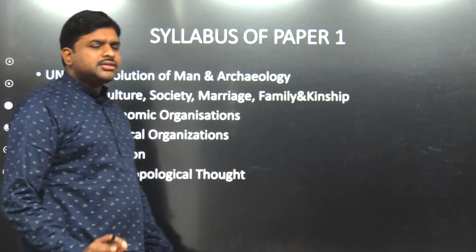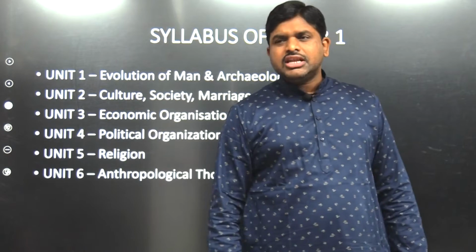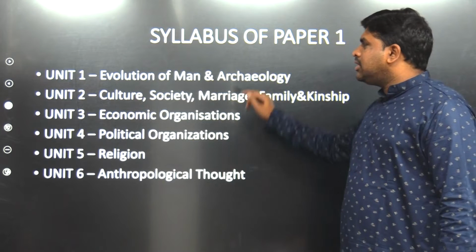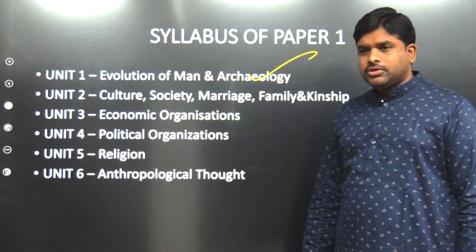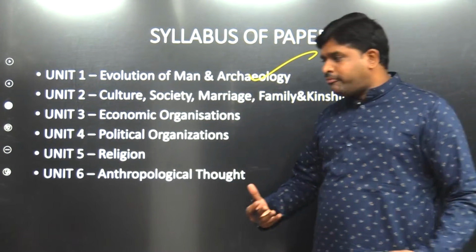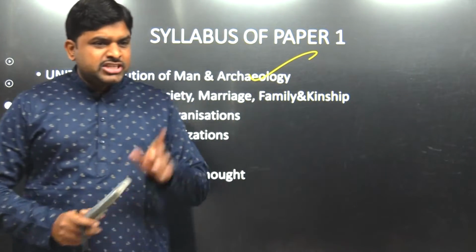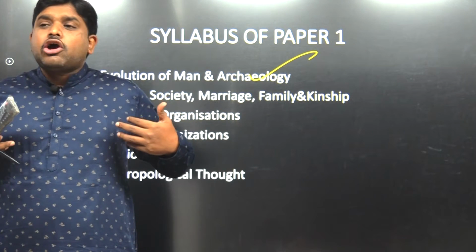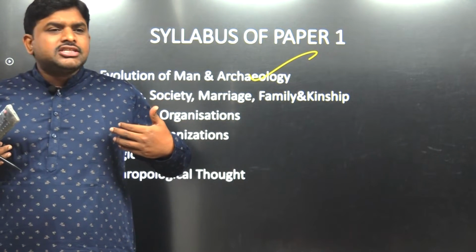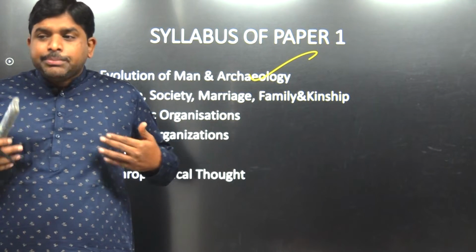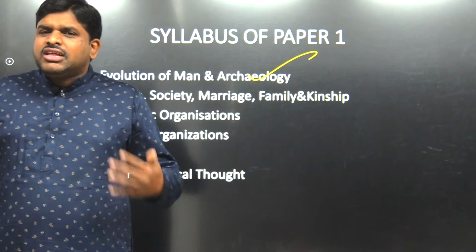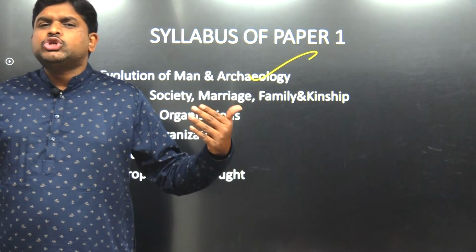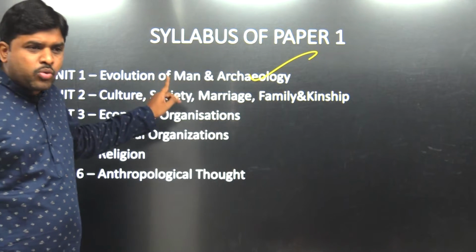So first I will discuss the paper 1 syllabus. In paper 1 syllabus we have 12 units. Unit 1 talks about evolution of man and archaeology, how man evolved. So the first unit talks about the biological evolution of man, like Australopithecines, Homo erectus, Neanderthal, Homo sapiens, one after the other, how the phases of evolution happened, stage after stage. That topic is present in unit number 1.